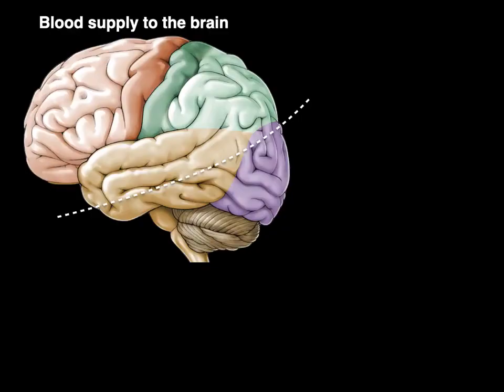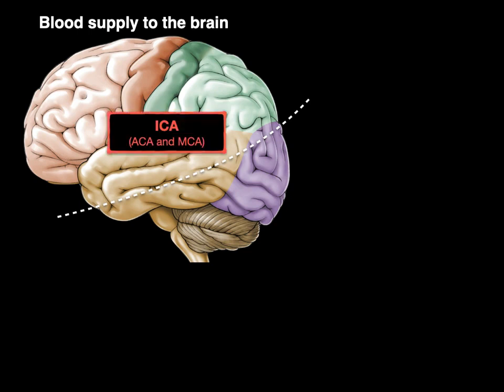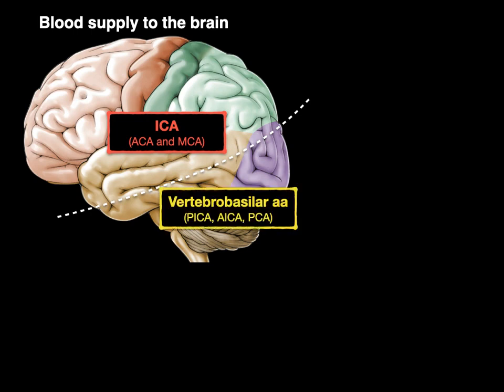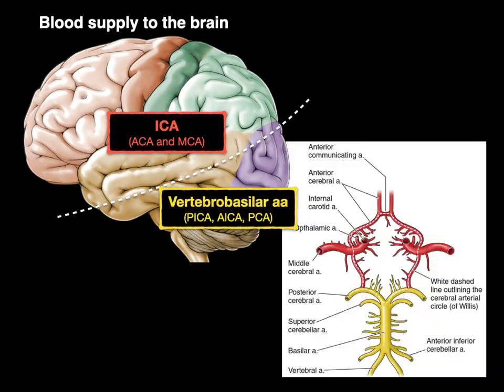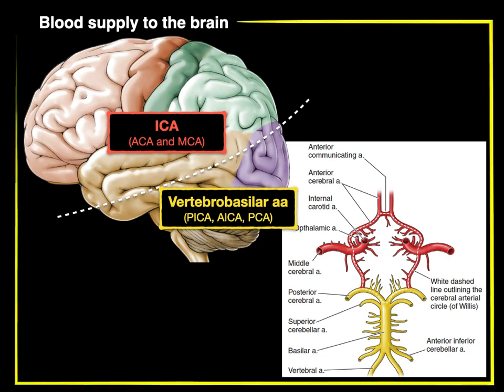And so if we look at this lateral view, that dotted line, everything above it is provided by the internal carotid artery and its branches. Everything below it is supplied by the vertebral basilar artery and its branches. And there are all those branches. And that, my friends, is the blood supply to the brain in a nutshell.